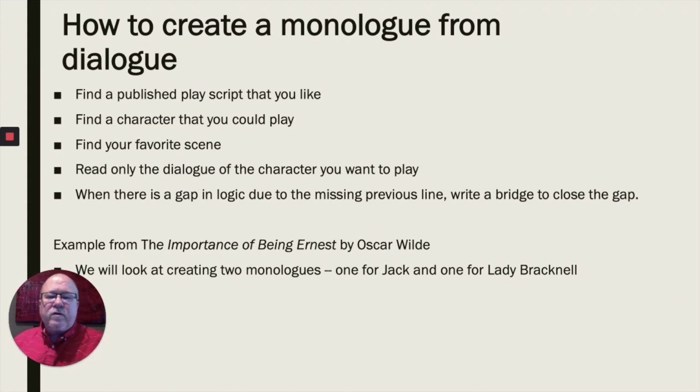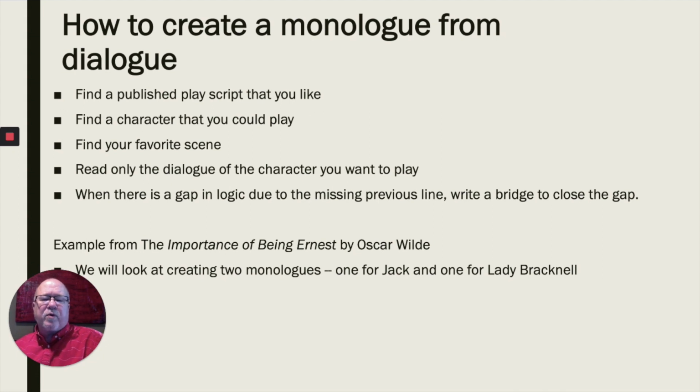Well, the first thing you do is you find a published play script that you like. Please read the whole script. After you find a script that you like, you find a character that you're interested in playing. Then you choose a favorite scene. And then what you do is you read aloud only the dialogue of that character. So if it's a dialogue between Bob and Joaquin, you read Joaquin's line, skipping Bob's. And eventually what will happen is you will come to a point where Joaquin's line makes no sense because the information given by Bob in the previous line has been omitted. So what you do in that case is you write a bridge to close the logic gap.